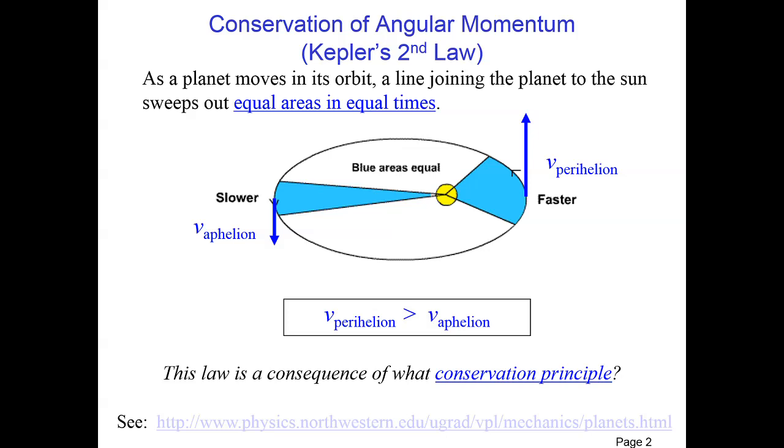Kepler's second law is that as a planet moves in its orbit, a line joining the planet to the Sun sweeps out equal areas in equal times. This one you should be able to figure out, I think.